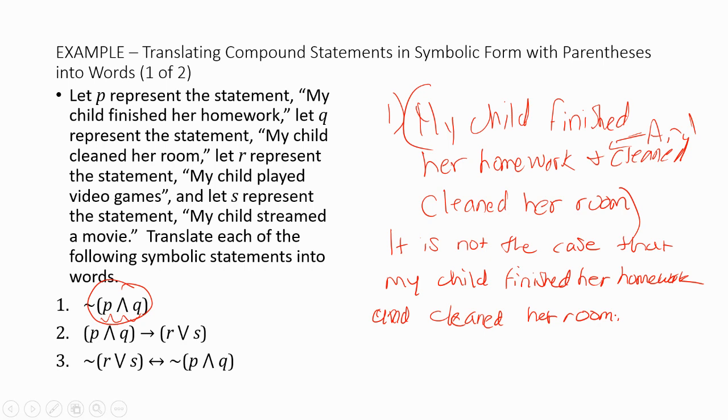Of course, you could phrase it differently. There's not just one set way to phrase these things. You could also say, my child did not finish her homework or clean her room. You could also just use that normal phrasing that we learned in 2.1, where we just put the word not in for negation.